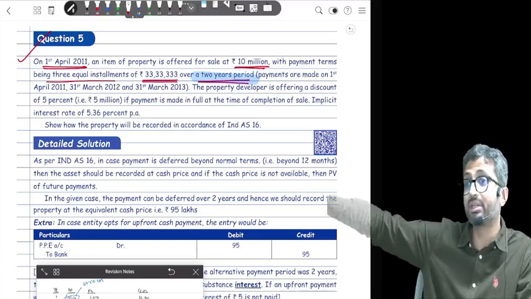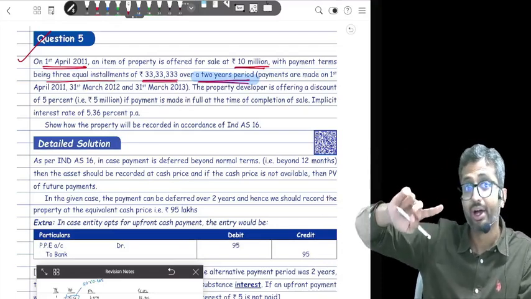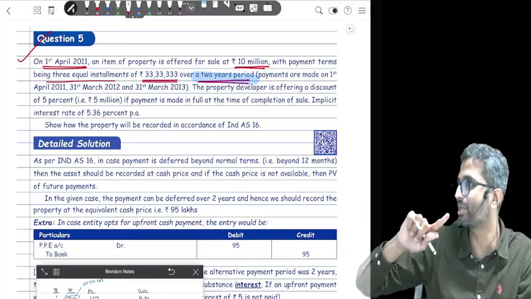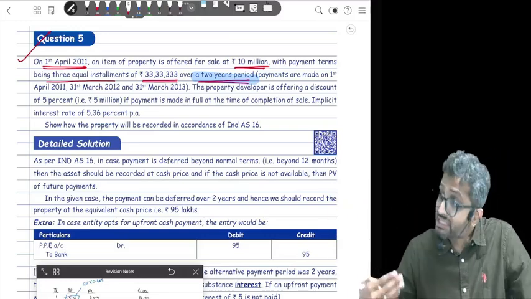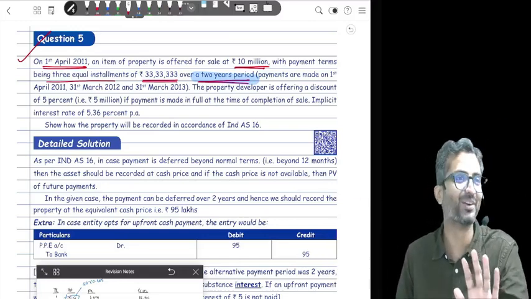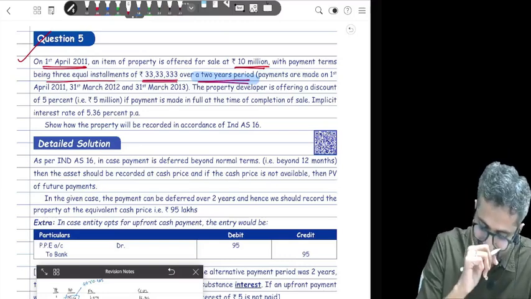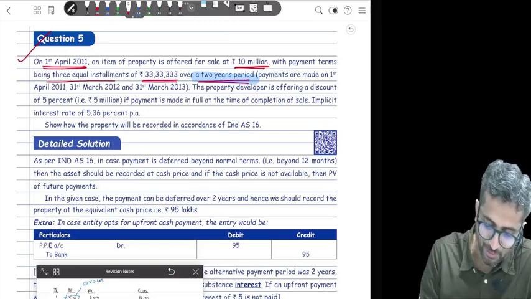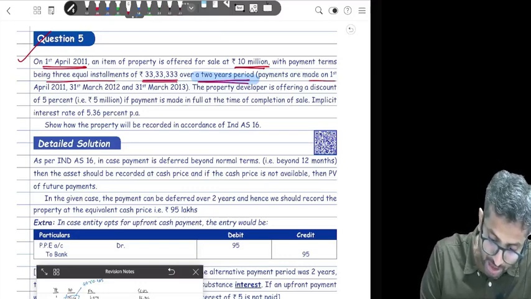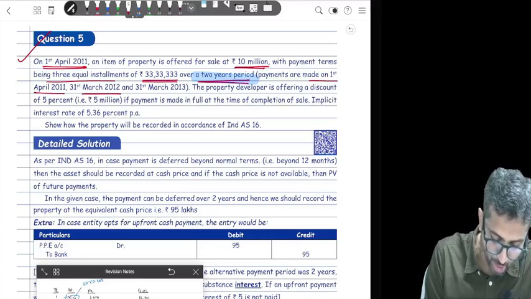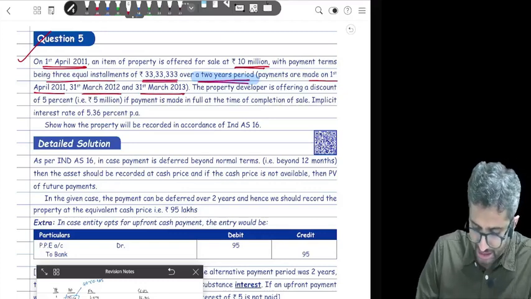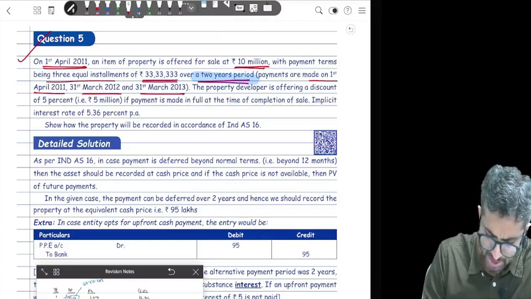This same question has come in the exam, but the other way around, that is in the books of the seller. This is a question in the books of the buyer. If you know it for the buyer, hopefully you should know what the seller should also do. An item of property is offered for sale at 10 million with payment terms being 3 installments over 2 years. Payments are made on 1st April 11, 31st March 12 and 31st March 13. So at least one installment is going at or beyond 12 months. Here two of them are.